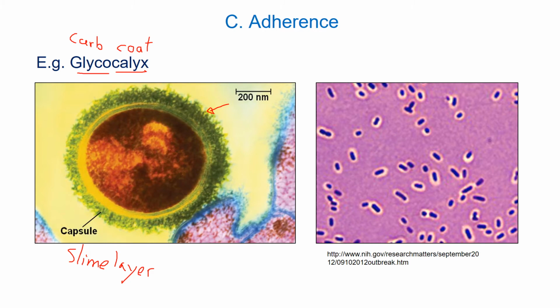On the right is just a stain showing capsules, and you can see this halo around these cells. The stain doesn't bind the capsule, and so it looks like a little halo.